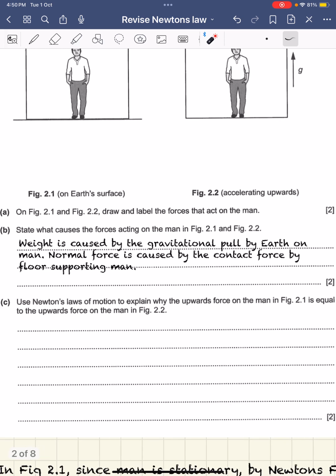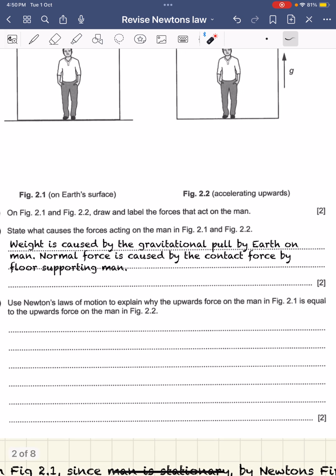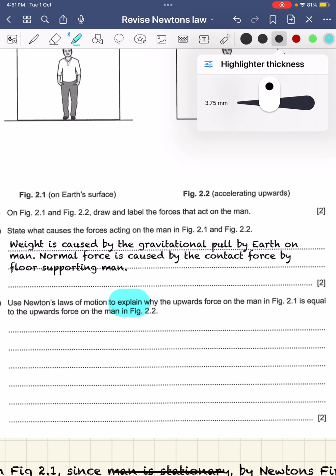Now moving on to the last part: use Newton's laws of motion to explain why the outward force on the man in figure 2.1 is equal to the outward force on the man in figure 2.2. So interpret the question first, break down the question first. Don't rush into answering, but take some time to digest and interpret the question first. Here the task for you is to explain why this thing is so.